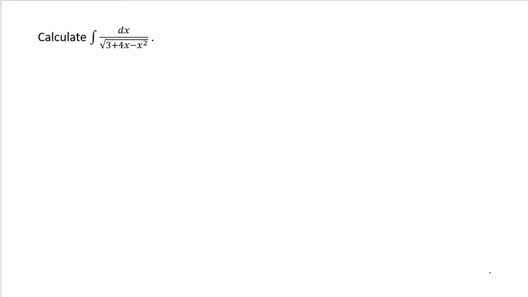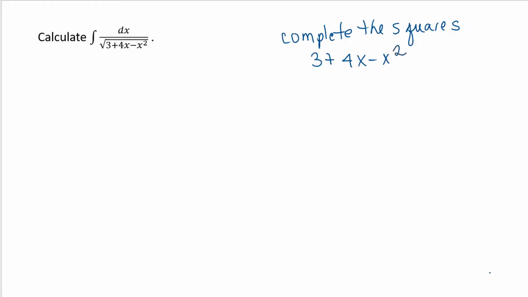In this example, we will integrate a function. Calculate the integral of dx divided by the square root of the quantity 3 plus 4x minus x squared. In order to solve this problem, we will need to complete the square of the expression under the square root so that we can make it fit one of the trig expressions. So let's look at 3 plus 4x minus x squared.